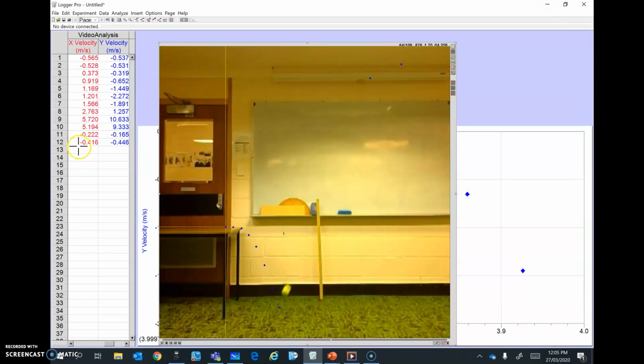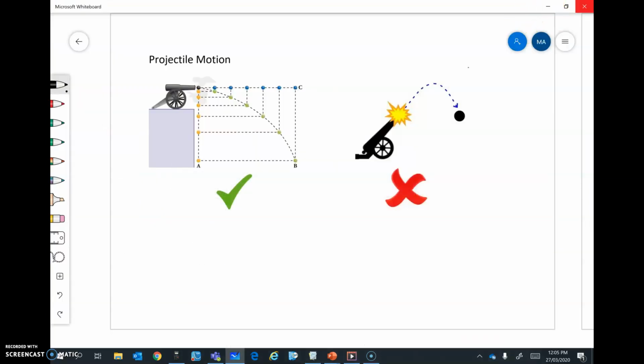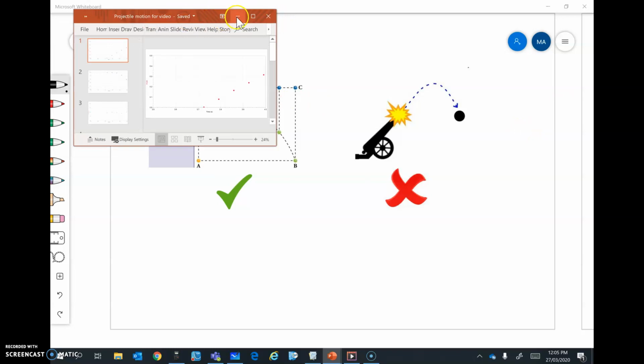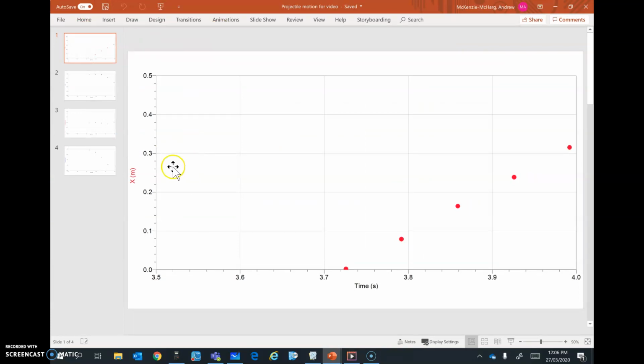So having a look at the video here, I split this into the different components. So if we look at, actually I've got a different presentation for that one, bear with me. So if we look at the graphs of this, so firstly here I've got the x displacement. So you can see that the tennis ball in the horizontal plane is moving further from the origin. So that gets out to just over 30 centimeters.